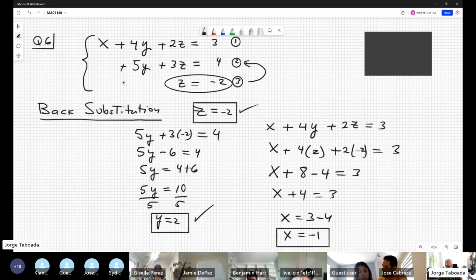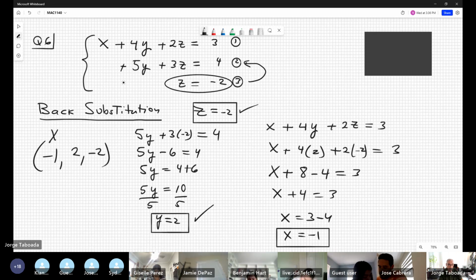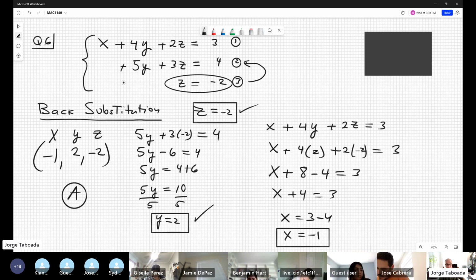Okay, now my solution is the ordered triplet negative 1, comma, positive 2, comma, negative 2. Remember, this is the order: x is the first component, y is the second component, z is the last component. This is the convention. Again, one more time, the solution is option A. Super cool.